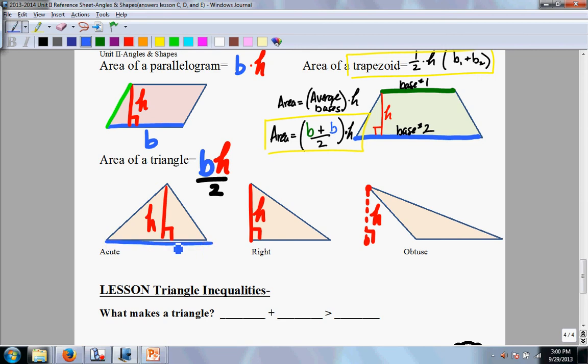This would be considered your base. That would be your base. And then only from there to there is considered your base. So our equation for area of a triangle, area equals base times the height over 2. Area of a right triangle, area equals base times the height over 2.